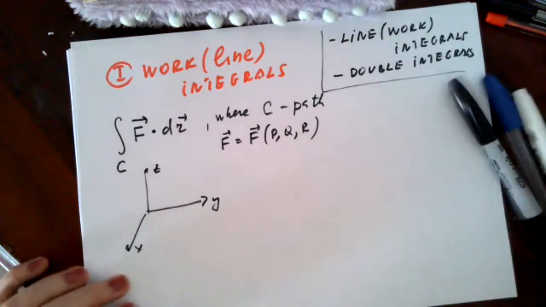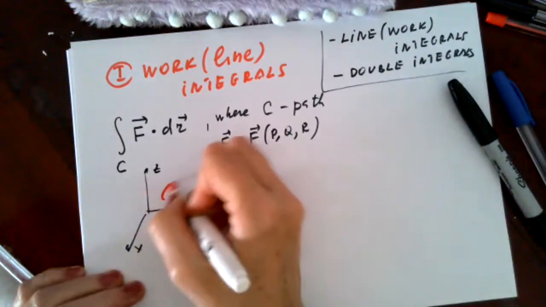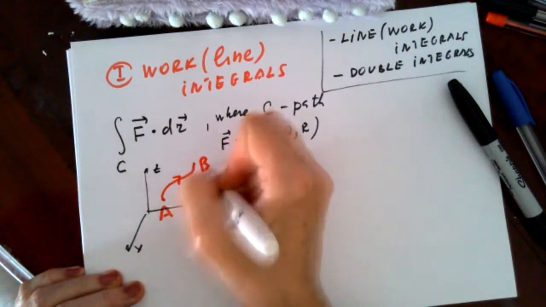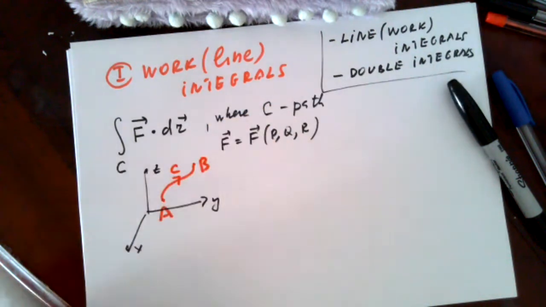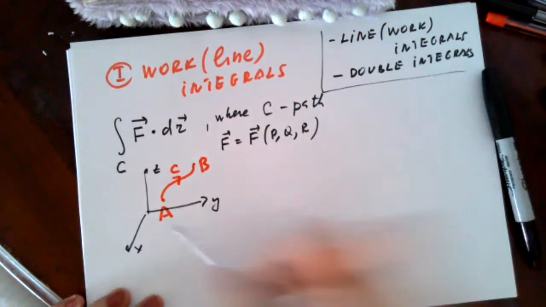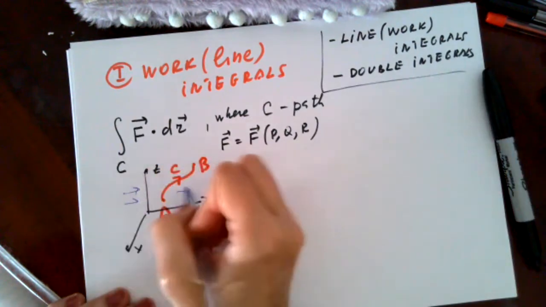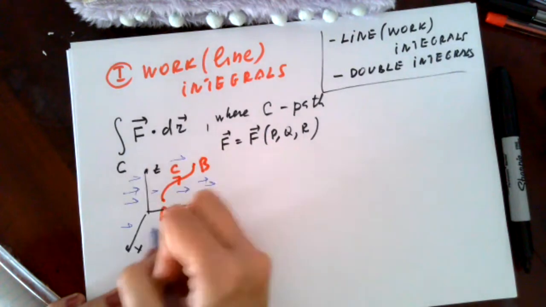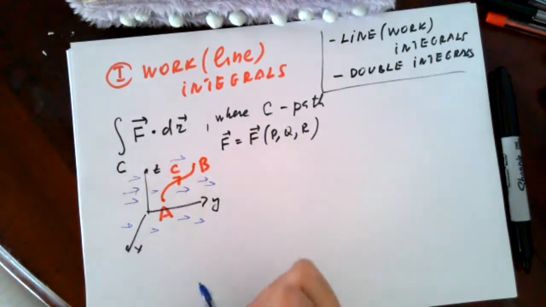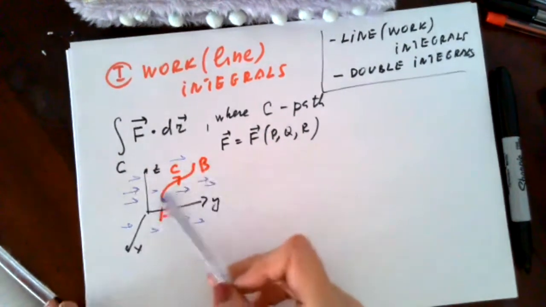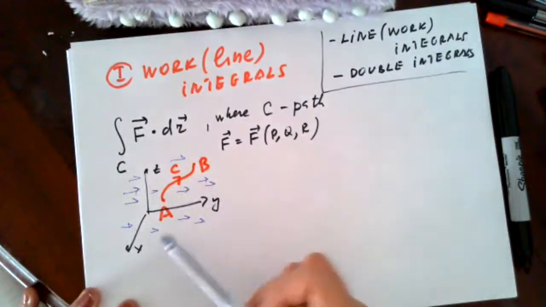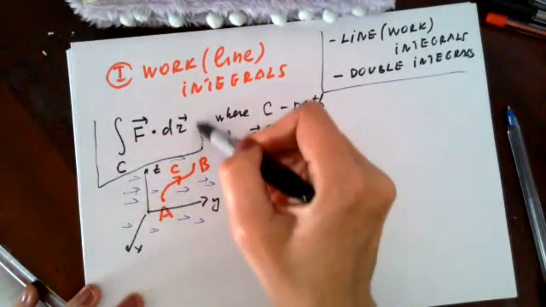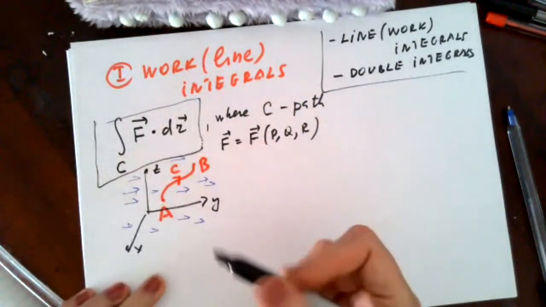So this path can look something like this. You travel from point A to point B along some path C, and all this happens in the vector field. The vector field can be imagined as a very big set of vectors. And as a result, you do some job. Okay, but this is a very short notation for the work integral.